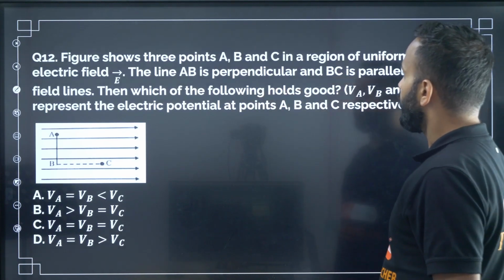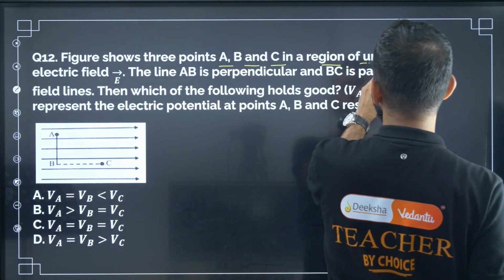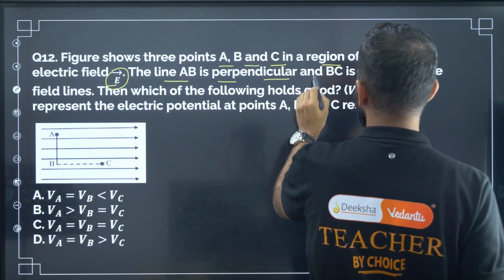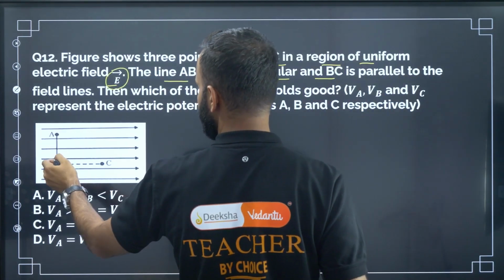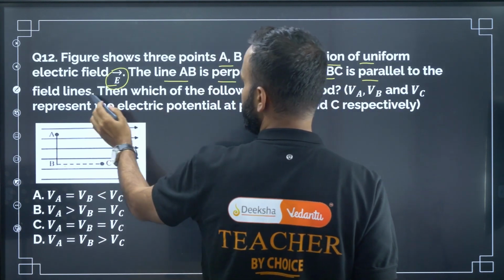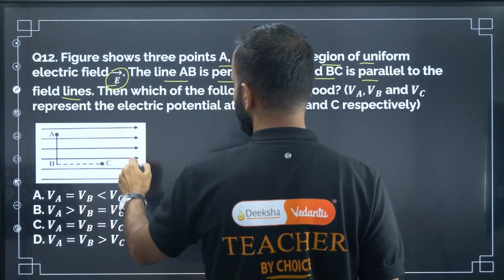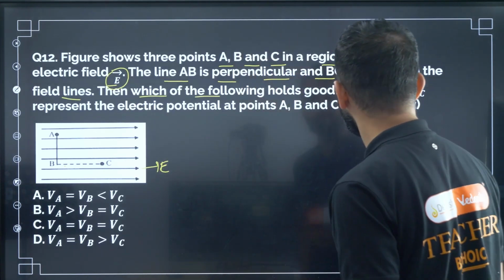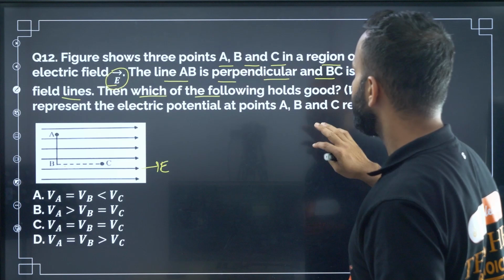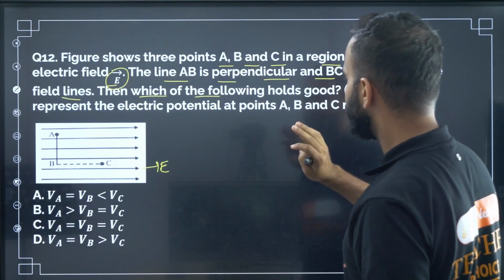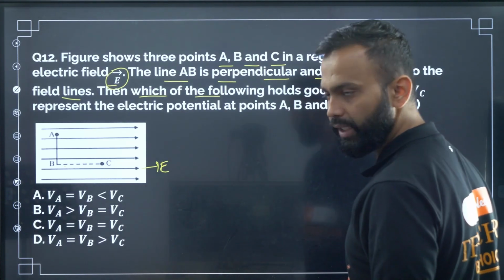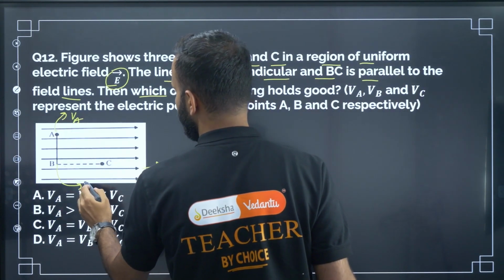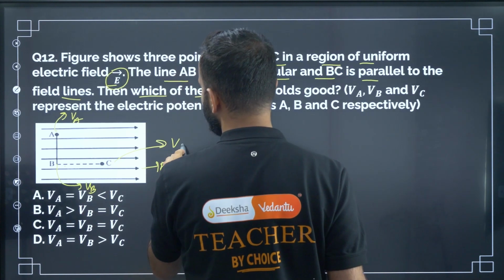Figure shows 3 points A, B and C in a region of uniform electric field E vector, okay. The line AB is perpendicular to BC. Here BC is parallel to the field lines. This is the field lines, right? Then which of the following holds good? VA, VB and VC represent the electric potential at points A, B and C respectively. So this is VA at point A, VB at point B, VC at point C.